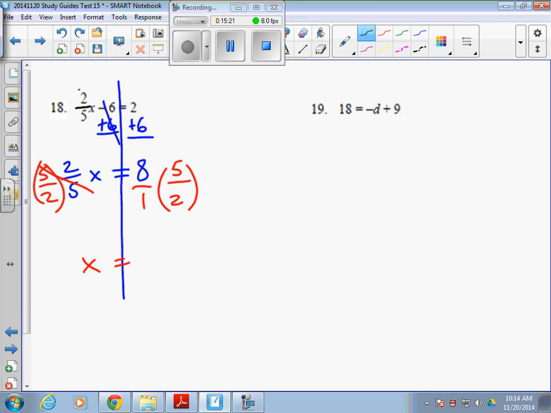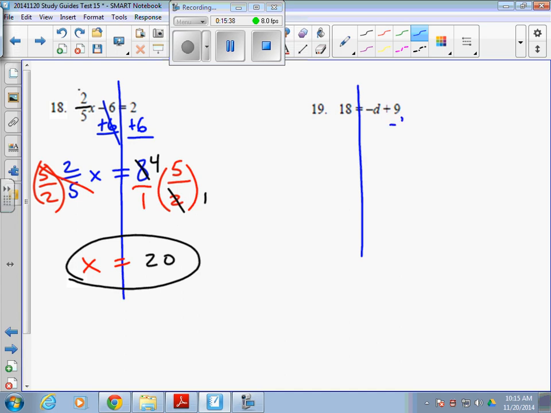You can cross cancel the numbers. 2 goes into itself once and into 8 4 times. 4 times 5 is 20. You don't have to write it as 1 times 1 to write it over 1. X equals 20.